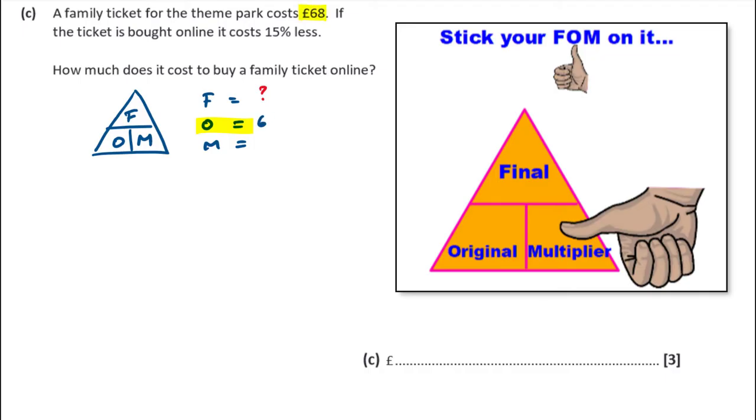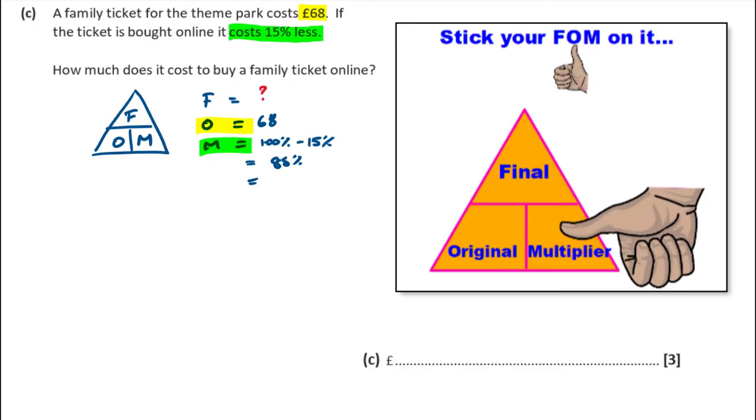So that's 68. And the multiplier, now the multiplier I can get from this bit, it costs 15% less. Now when you're doing percentage change, you always start with 100%. And then if I take off 15%, I'm left with 100 take away 15, that's 85%. But a multiplier is written as a decimal, not as a percentage. Now you can convert percentages to decimals very easily. You just need to divide the number by 100.